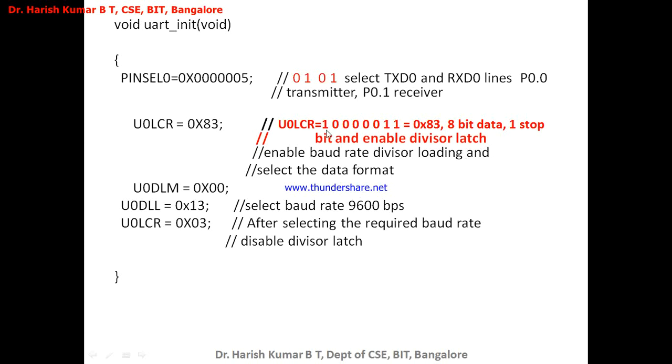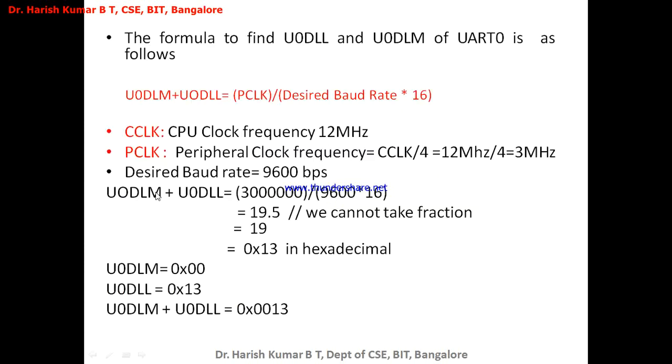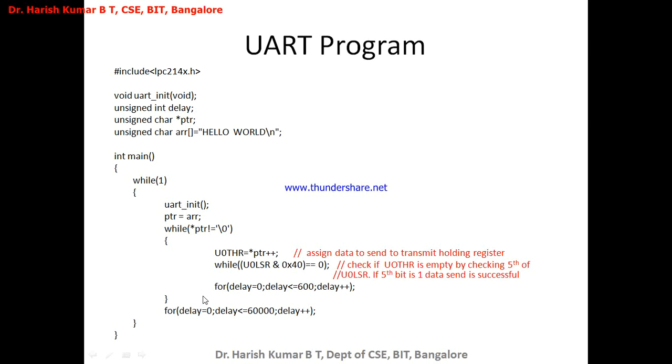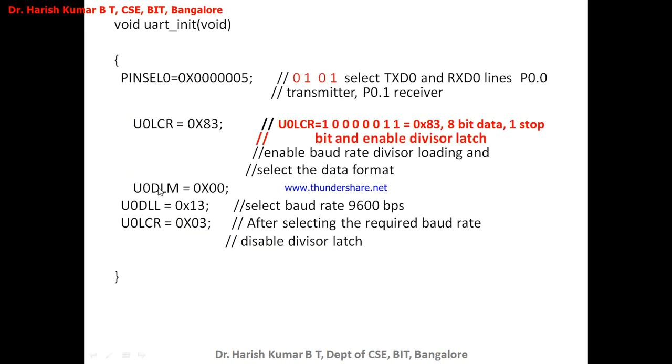Now next is setting the U0 DLM, computing U0 DLM and U0 DLL. I've already computed it here. I've computed that U0 DLM value is 0 0 and U0 DLL value is 13. That is what I'm assigning here. 0 0 is assigned to U0 DLM and 13 to U0 DLL, that is UART 0 divisor latch most, UART 0 divisor latch least. How to read it: 0 0 1 3. Now by setting this value, we are selecting the baud rate of 9600 bps, bits per second.